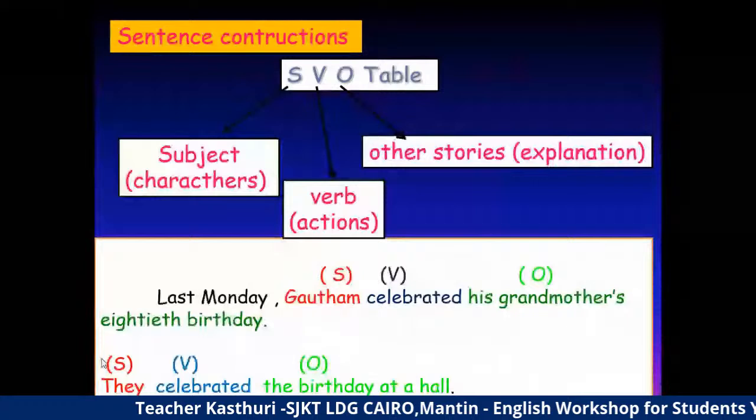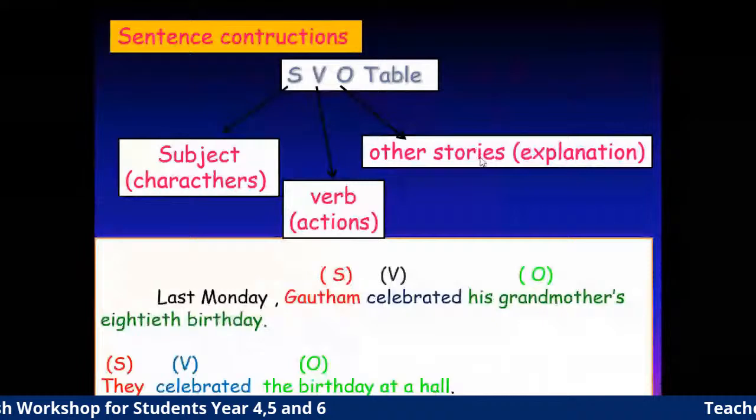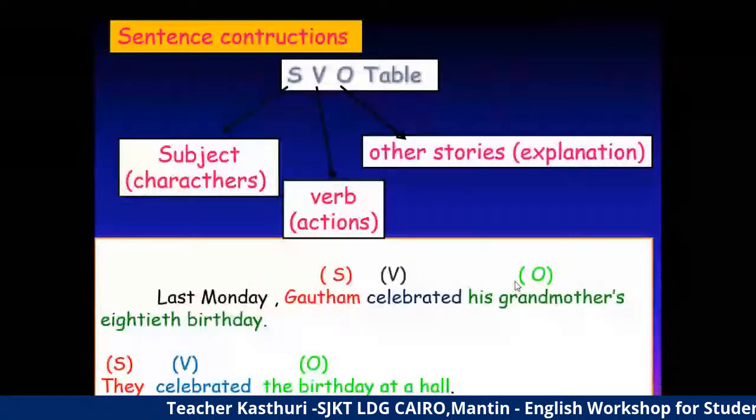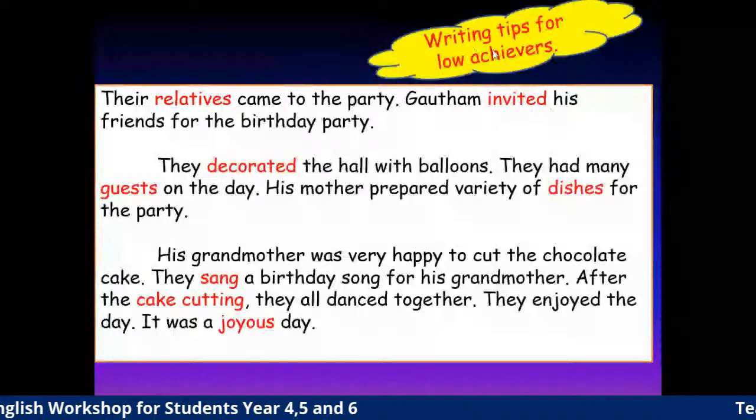Okay, so using this method, you can go for this writing. In the writing, you used it like that. Okay, these are the writing tips for low achievers. Okay, you understand?